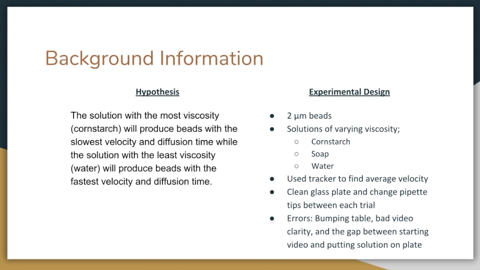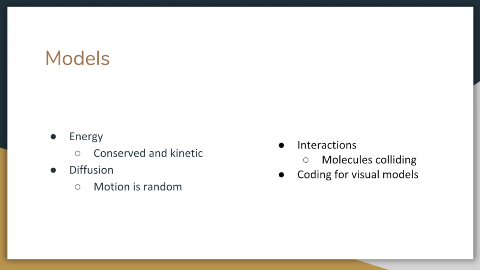While the experiment went pretty well, there were a few things that could have manipulated the data. First, bumping the microscope or any surface of the microscope may have disrupted the diffusion speed. Also, the bad video quality that we got at certain times throughout the experiment may have made it difficult to track. Another thing that could have disrupted it is putting the solution on the plate and then starting the timer. That left a little bit of a gap between the starting and the diffusion process, which may have thrown off our data just a little bit.